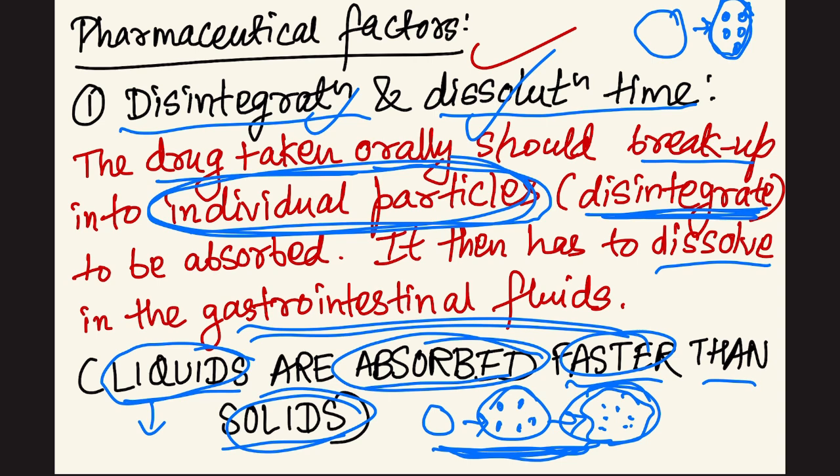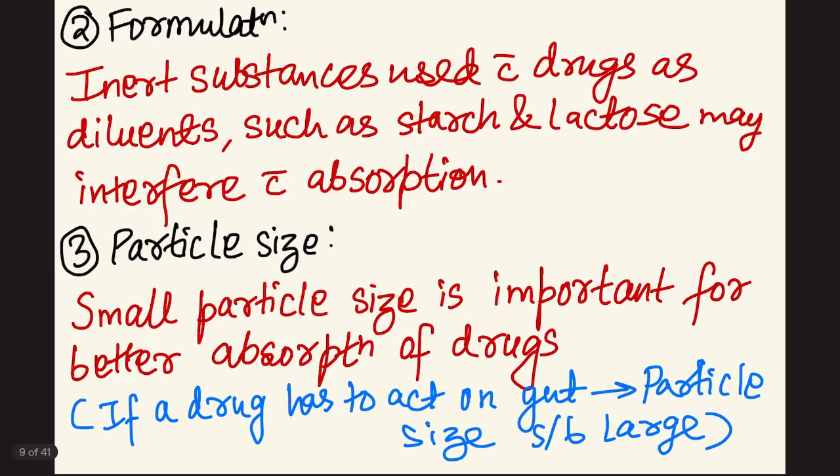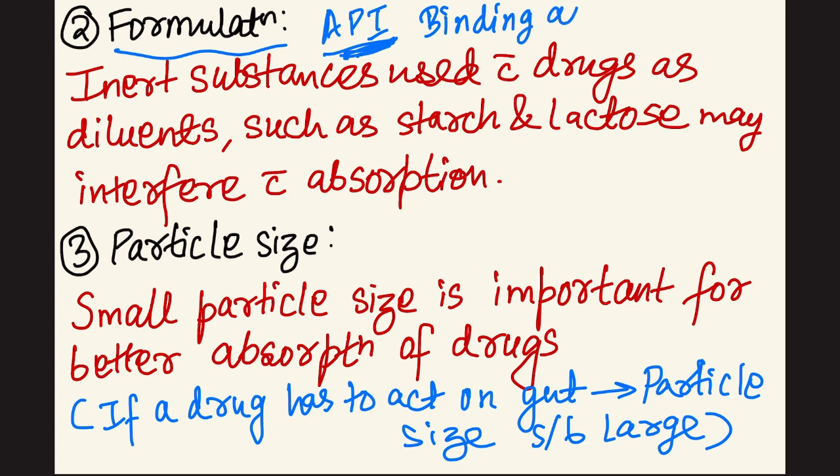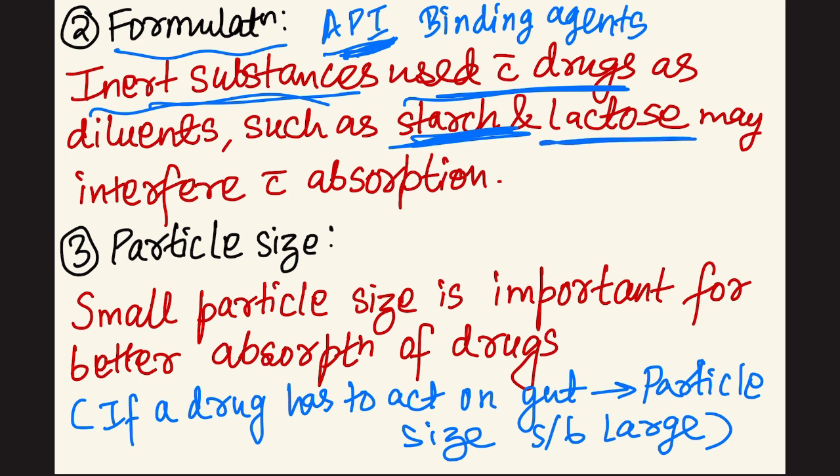So in that case. Now coming to the next factor, that is formulation. In a drug, apart from the main principal ingredient, that is API, that is active pharmaceutical ingredient, which produces the major effect of the drug, there are several other constituents also, like the binding agents, which is responsible for maintaining the shape of the particular tablet or the capsule. So these binding agents will affect the absorption. The example is inert substances which are used in drugs, such as starch and lactose. This will interfere with the absorption, and it will decrease the absorption.